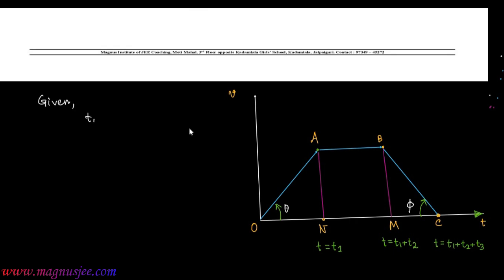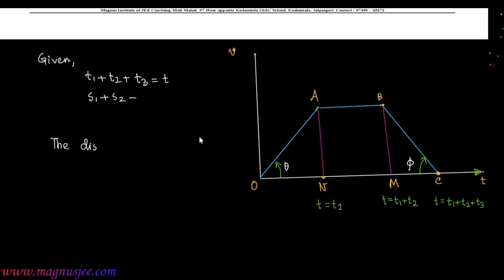According to the question given, t1 plus t2 plus t3 is equal to t, and S1 plus S2 plus S3, sum of distances travelled by the train is x. Total distance travelled by the train is x, and we have to find the time t. S1 is the distance travelled by the train from O to A, and S2 is the distance travelled by the train from A to B. Then B to C, the train will traverse a distance S3. So S1, S2, S3 are the three distances travelled by the train in time interval t1, t2 and t3 second.